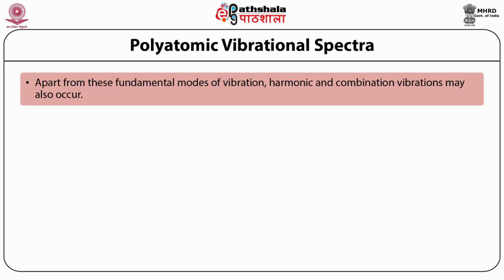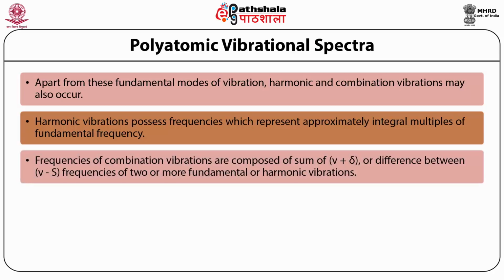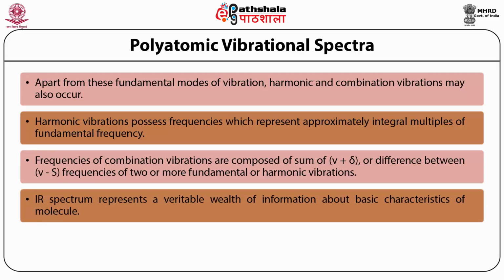Apart from these fundamental modes of vibration, harmonic and combination vibrations may also occur. Harmonic vibrations possess frequencies which represent approximately integral multiples of the fundamental frequency, for example, 2 nu or 2 delta. Frequencies of combination vibrations are composed of the sum, for example nu plus omega, or the difference, for example nu minus s, of the frequencies of two or more fundamental or harmonic vibrations. The IR spectrum represents a veritable wealth of information about the basic characteristics of the molecule, namely the nature of the atoms, their spatial arrangement, and their chemical linkage forces.